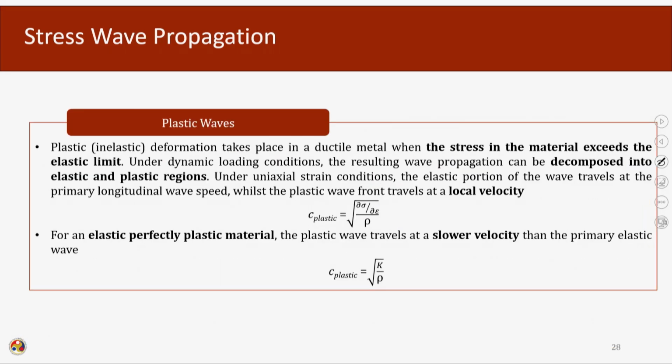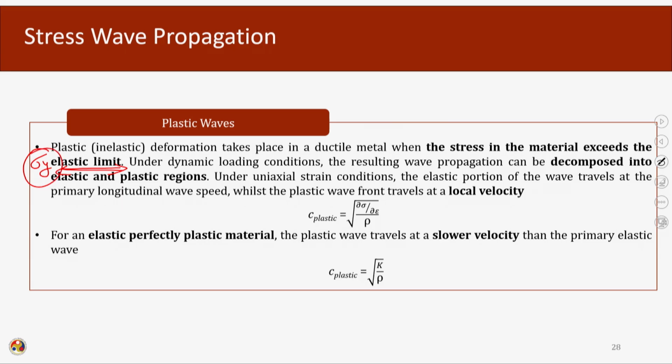Earlier we were dealing with the elastic waves, now plastic waves. Plastic or inelastic means permanent deformation is caused in this type of wave propagation. Plastic deformation takes place in ductile metals when the stress in the metal exceeds the elastic limit. Once the induced stress is more than the elastic limit, that is, the value of sigma y is exceeded, then the plastic deformation will take place.